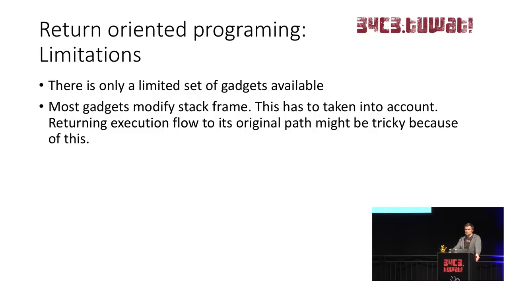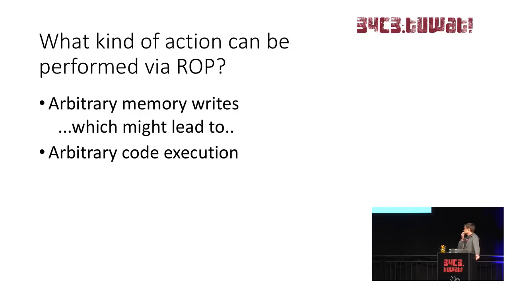The second major problem is that gadgets, because most of them are function epilogues, modify the stack frame because they delete the local variables after they jump back to the parent function. You have to account for that because this might crash the process you're exploiting. ROP chains can basically be forced to do anything, but most of the time we do arbitrary memory writes, and this might lead to arbitrary code execution.